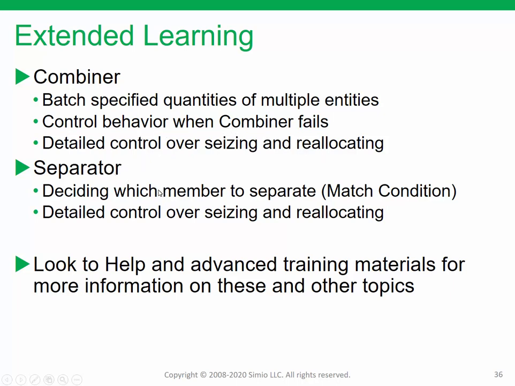With the separator, we can explicitly decide which members to separate using a match condition, similar to what we saw in the match condition in the combiner. And we can also have detail control over, again, the seizing and reallocation of the resource object. And as always, look to the help and some of the advanced training materials for more information on how to do these. But as always, you also want to just explore. So open up Simio, plop down a combiner and a separator, and just do some exploration of the different alternatives.